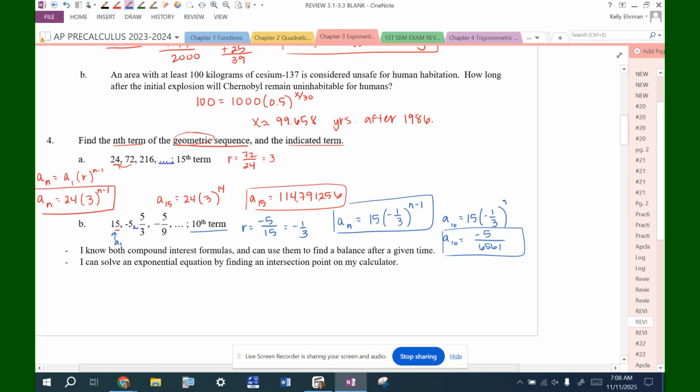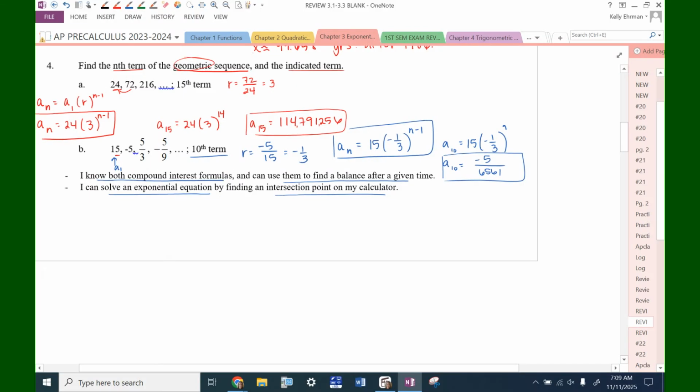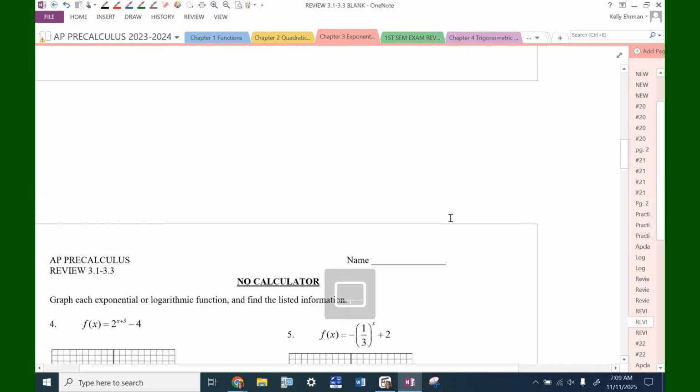So I have this little summary for the calculator part. I know both compound interest formulas and can use them to find a balance after a given time. I can solve an exponential equation by finding an intersection point on my calculator. These are the two calculator skills that you need to know for the calculator part. All right. The rest of this review can be found on the next video, which is the non-calculator part.